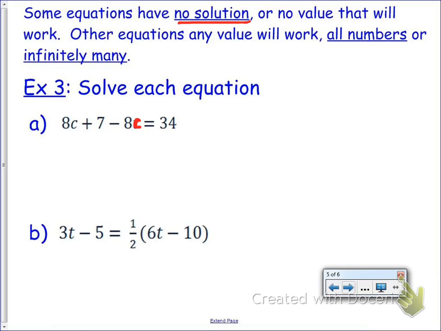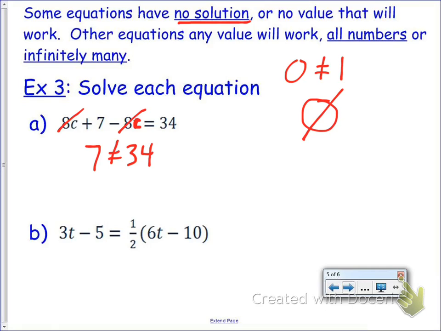Anyway, so if I have in this first equation 8c plus 7 minus 8c, do you see how those are going to cancel out? And then I'm left with 7 equals 34. And that is not true. 7 does not equal 34. Whenever you get a situation where something doesn't equal something else, then you know that there is no solution. There's a symbol, the empty set symbol, for no solution. You can just write there is no solution. There's no number that you can plug in for c that will make this work.